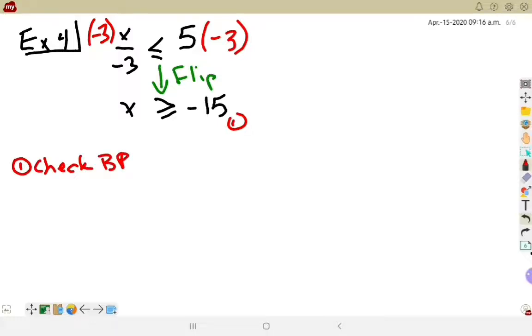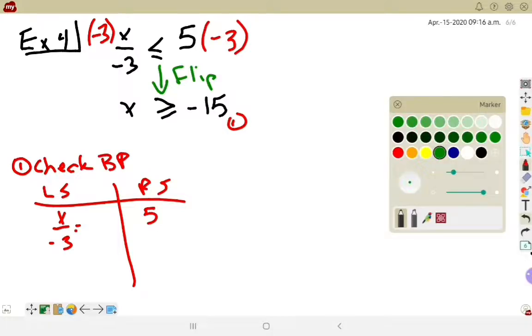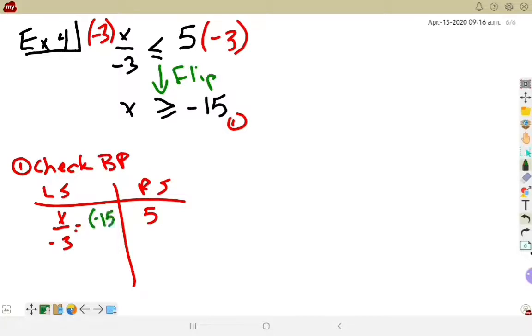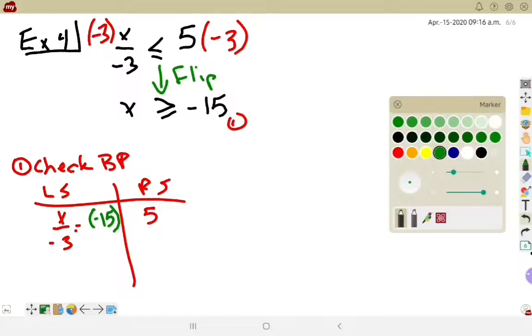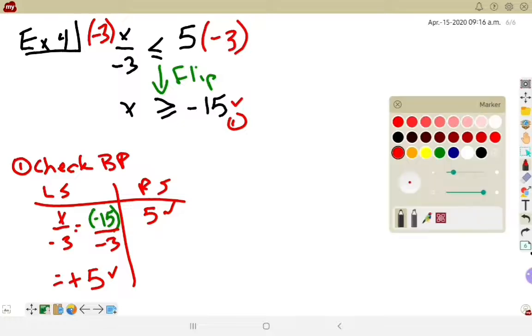Okay, so let's check that boundary point, left side, right side. So I had x over negative 3, and on the other side I had 5. So I'm going to put in negative 15. I'll just do it beside, otherwise I'm going to run out of space here. So negative 15 over top of negative 3. Negative divided by negative is positive, and 15 divided by 3 is 5. So we have the same thing. That means negative 15 is the correct boundary point.